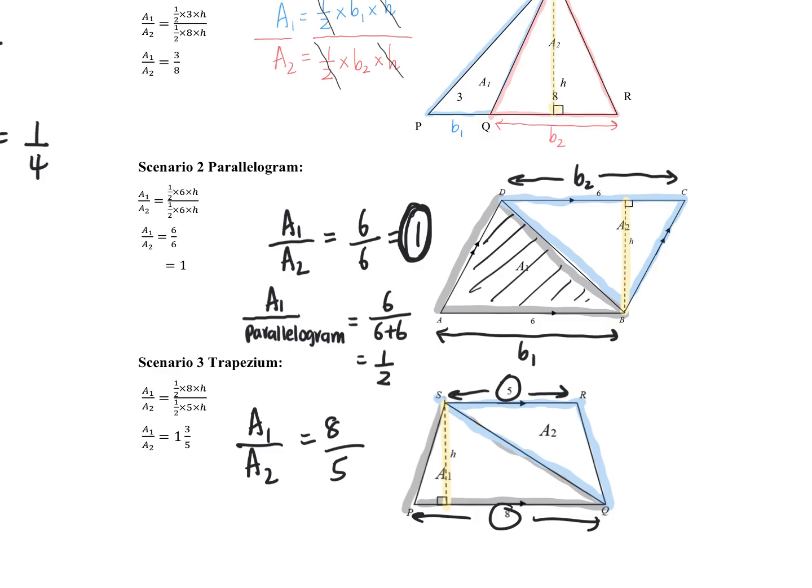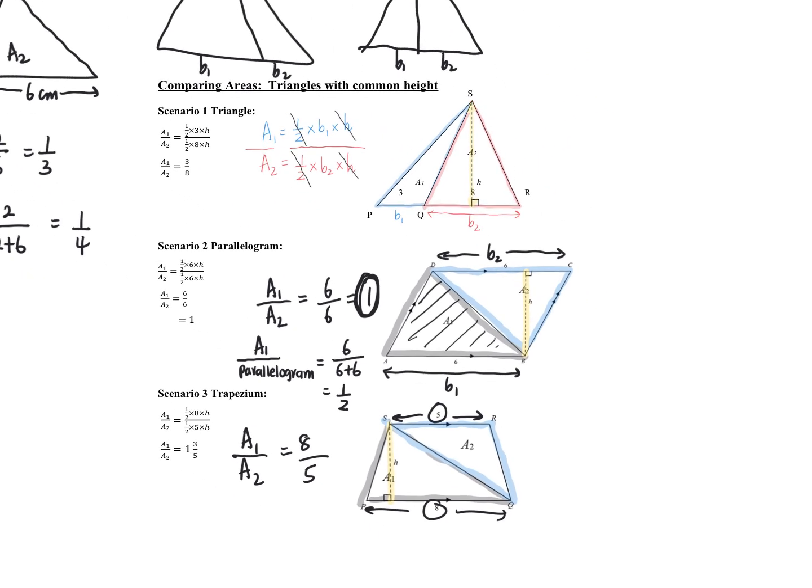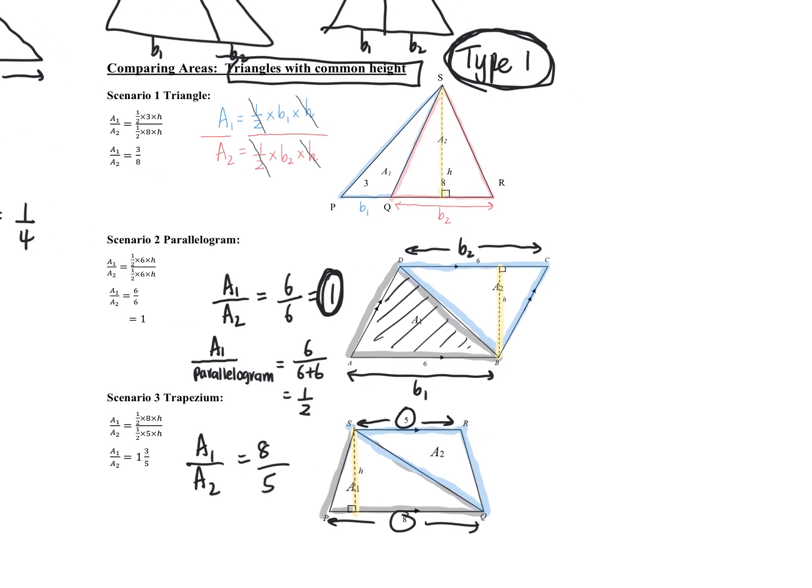Okay, so you just have to remember this is one type of question, triangles with common height. This is type 1. I only have 2 types. I have calculator to use. Okay, I only have 2 types. You don't need the calculator. Yeah, it doesn't matter. So whether I put the triangle in a parallelogram or trapezium, every time if I want A1 is to A2, then must be 8/5.